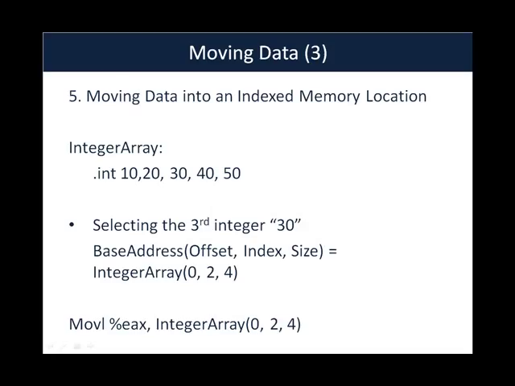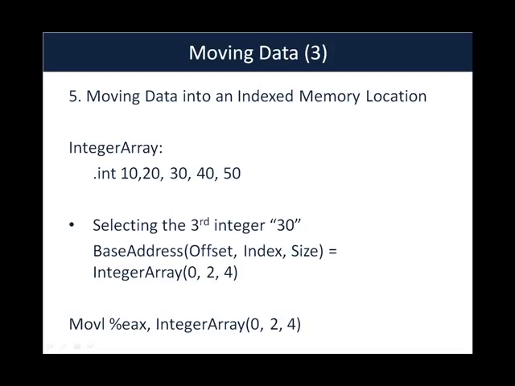The fifth variation is using indexed memory locations. This is slightly interesting and tricky. If you remember from the previous video, we had defined an integer array containing 10, 20, 30, 40 and 50. How could one selectively copy a value into the third element, which is 30? The way we mention that to the assembler is by mentioning a base address, opening brackets, and mentioning the offset, the index and the size. This isn't as complicated as it might sound. Let's take an example.